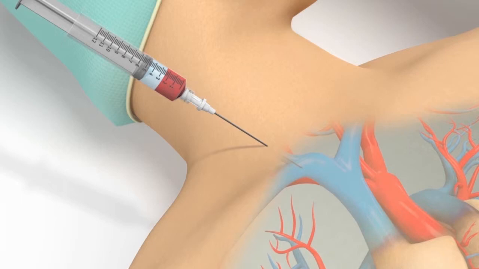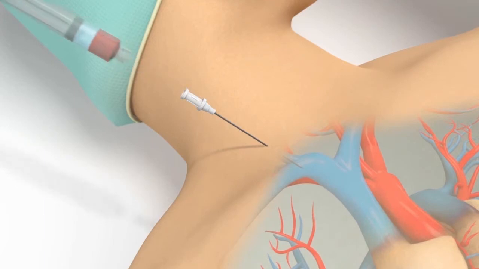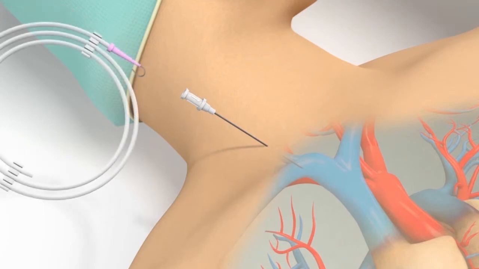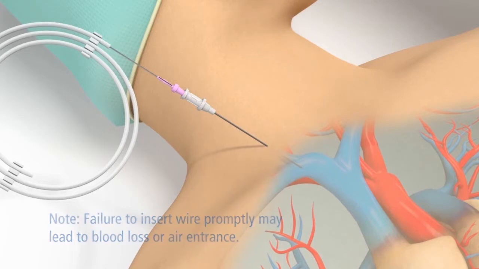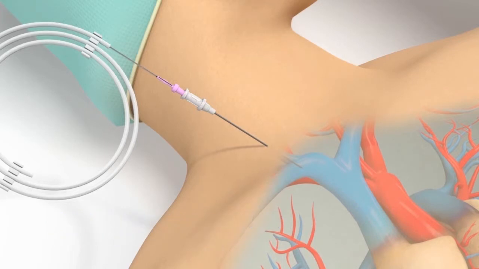Once you see venous blood flash, disconnect the syringe from the needle and promptly insert the flexible J end of the guide wire through the introducer needle. Failure to insert the wire promptly may lead to blood loss or air entrance through the needle. Continue to advance the wire into the vein.